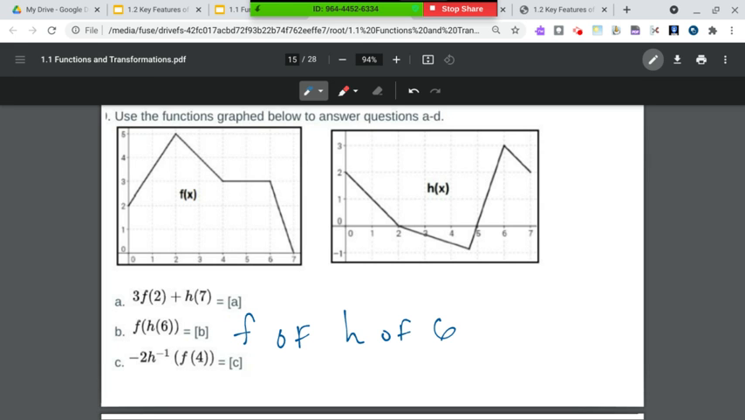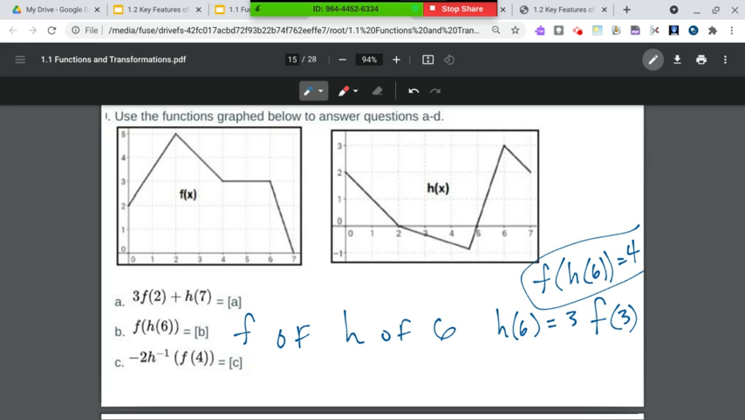So essentially, you're working inside out. We find h of 6 first. What's h of 6? 3. H of 6 is 3. So then we take 3, and for our final answer, we find f of 3, which is 4. So f of h of 6 is 4. Final answer. Okay. Make sense there?